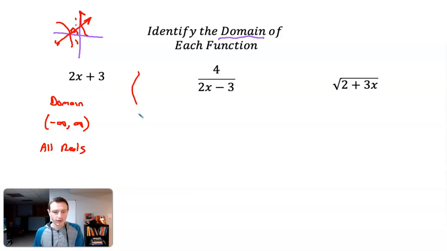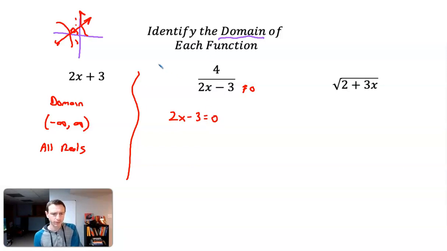Now the next one, 4 over 2x minus 3. What do we know about expressions where we have this variable, the x, in the denominator? What we can't have is 0 in the denominator. So we cannot zero out a denominator. So what we're going to have to do is figure out for what x value would zero out our denominator.